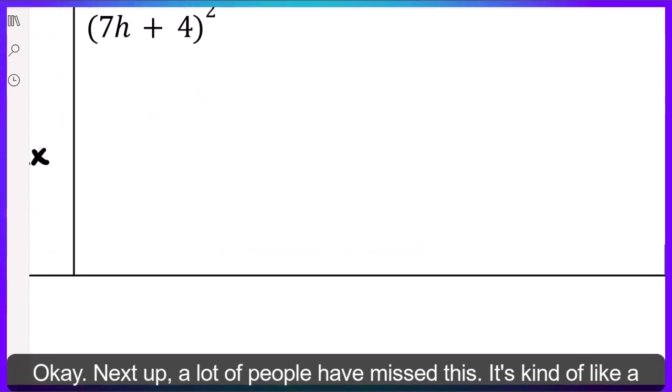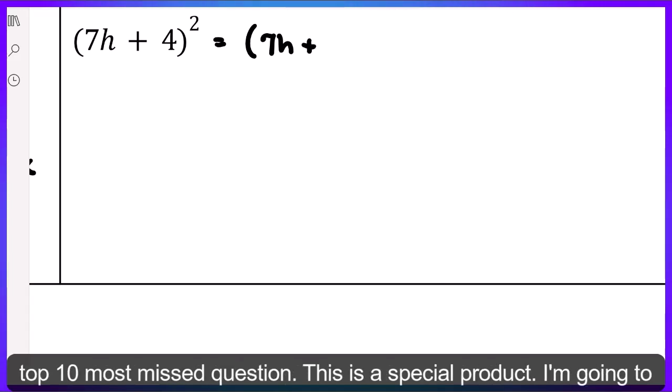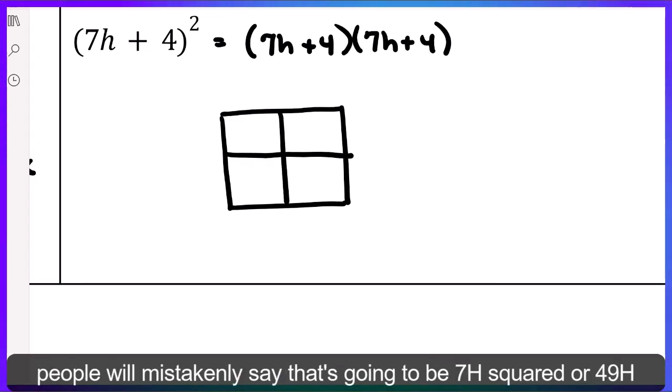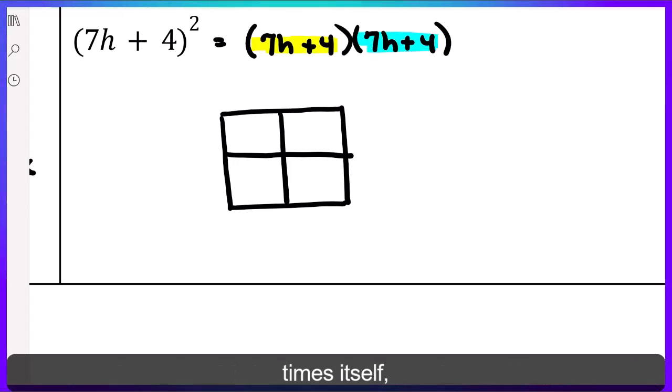Okay, next up, a lot of people have missed this. It's kind of like a top 10 most missed question. This is a special product. I'm going to talk about that in a second at the very end of the lesson. But a lot of people will mistakenly say that's going to be 7h squared or 49h squared plus 16. This is incorrect. So you have to multiply this times itself.